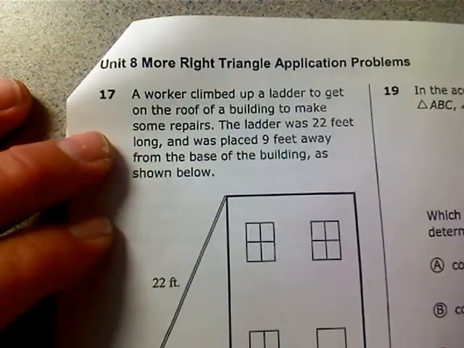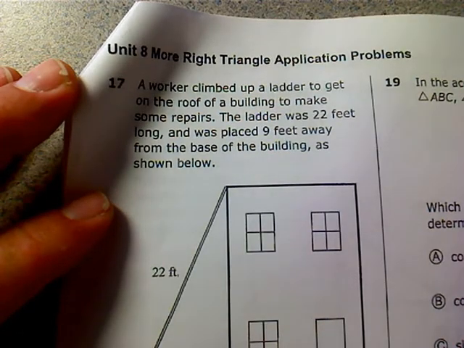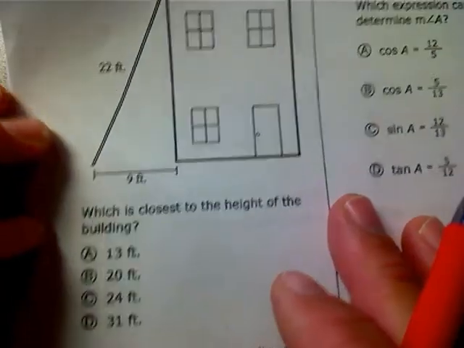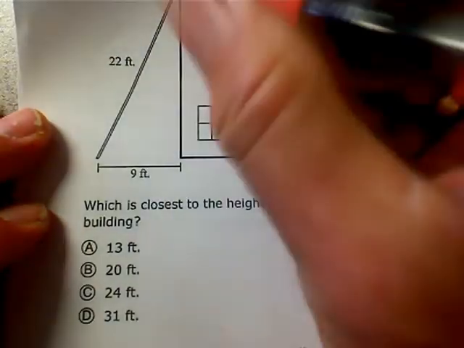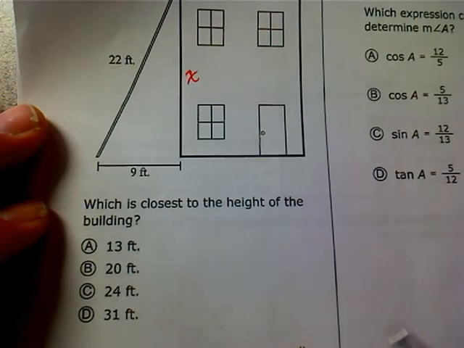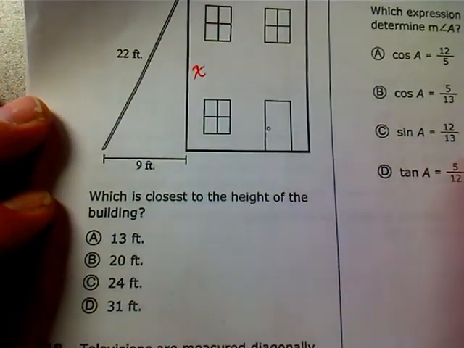Number 17. A worker climbed up a ladder to get on the roof of a building to make some repairs. The ladder was 22 feet long, and it was placed 9 feet away from the building, as shown below. What's the closest to the height of the building? Again, this is a Pythagorean theorem question. I don't have any angles right here. It's going to be a Pythagorean theorem question.